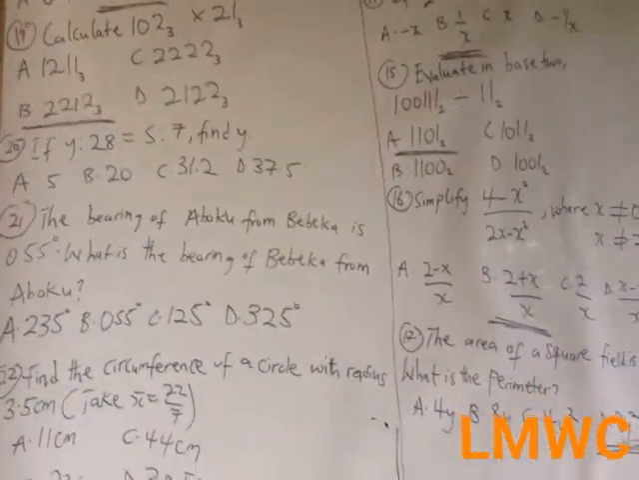If y is to 28 is equal to 5 is to 7, find y.